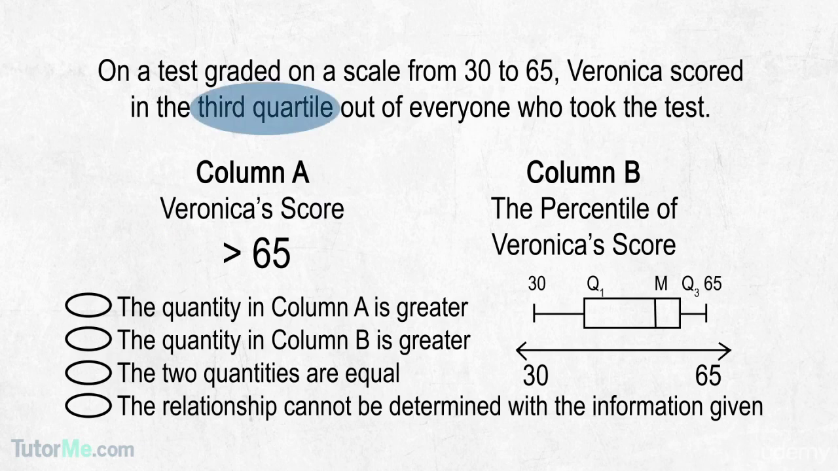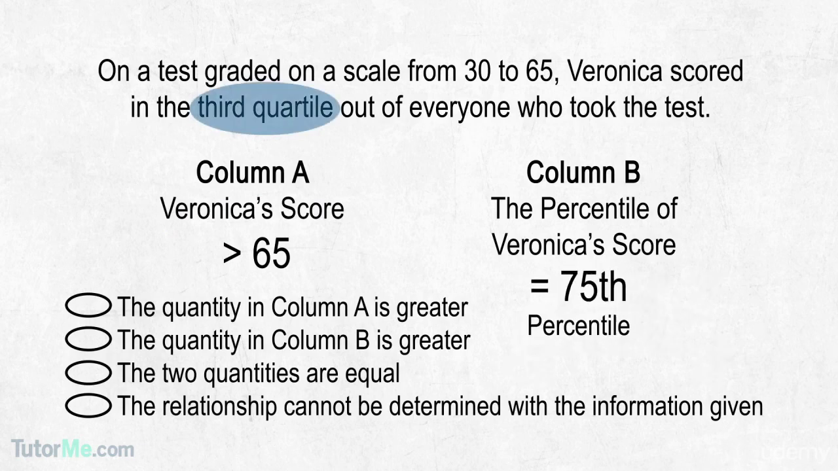In fact, the third quartile means that she would have a score in the 75th percentile, because she would have a score above 3/4, or 75%, of every other score. So the quantity in column B is greater.